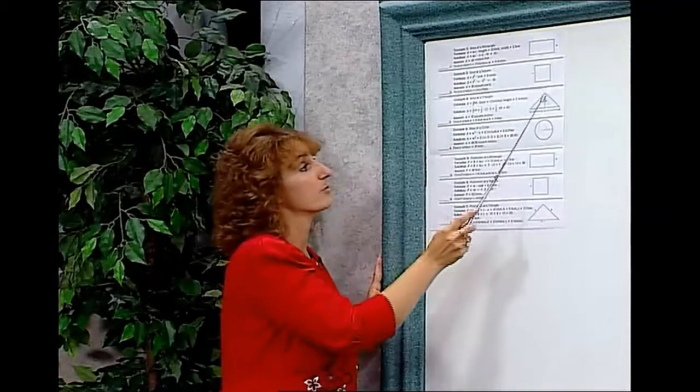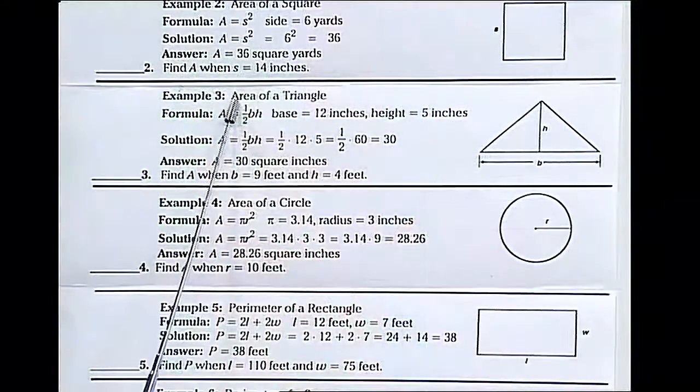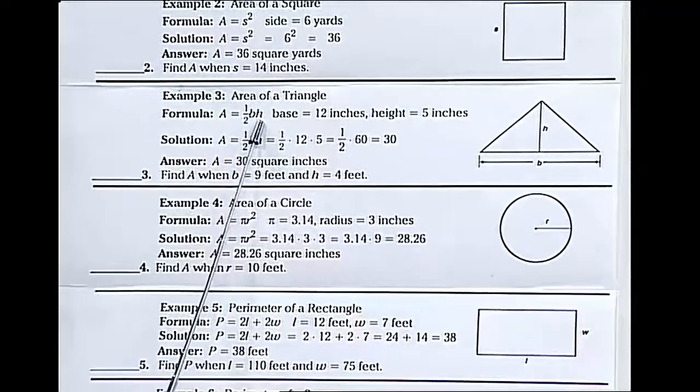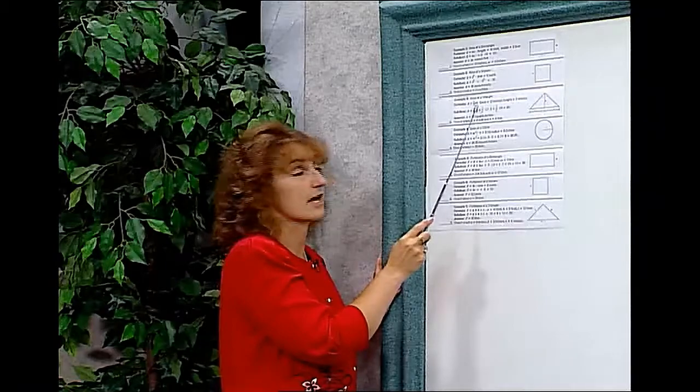In our next problem, we have a triangle. The area of a triangle is 1/2 base times height. When we have the number in front of the letter, remember it means to multiply. Two letters next to each other mean to multiply. So we're going to be multiplying 1/2 times the base times the height.